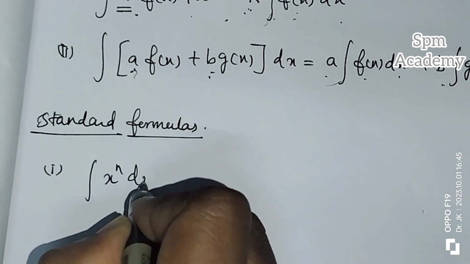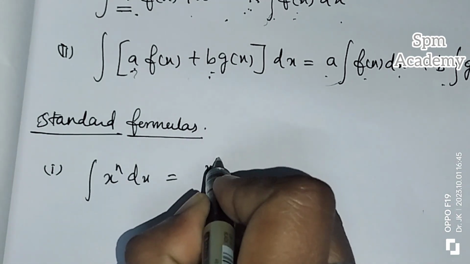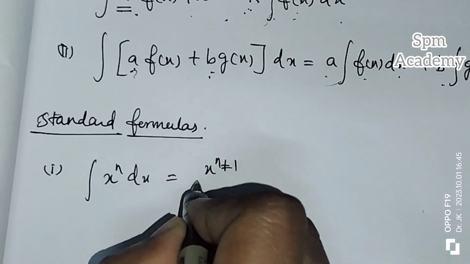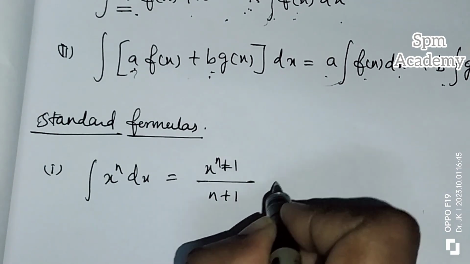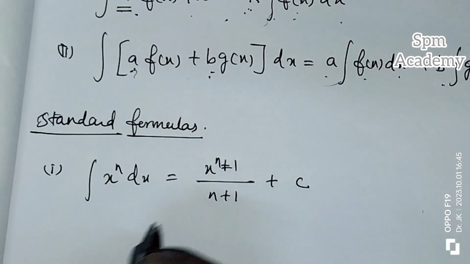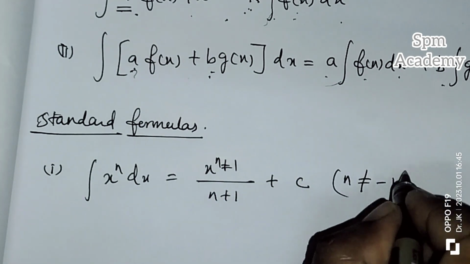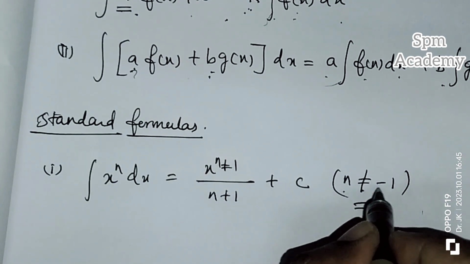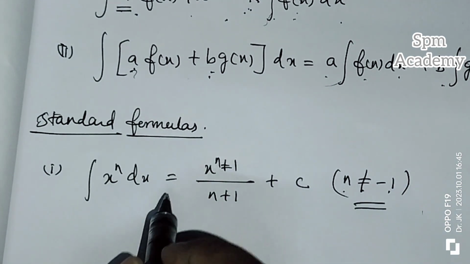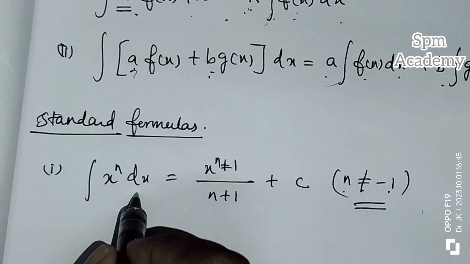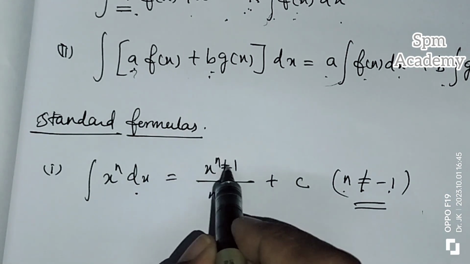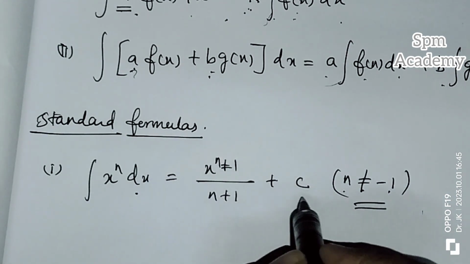We have a lot of formulas in integration, but here we are going to use some formulas. Integration of x power n into dx is equal to x power n plus 1 by n plus 1 plus c, if n is not equal to minus 1. That is very important. When n is not equal to minus 1, we can use the formula integral x power n dx is equal to x power n plus 1 by n plus 1 plus c.